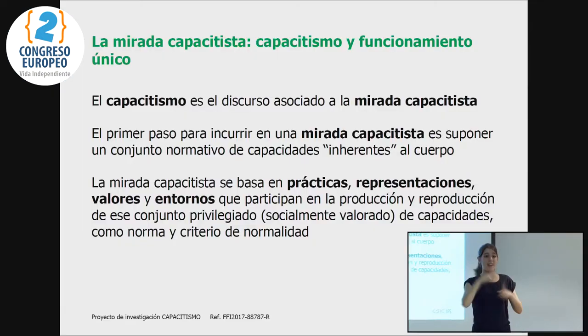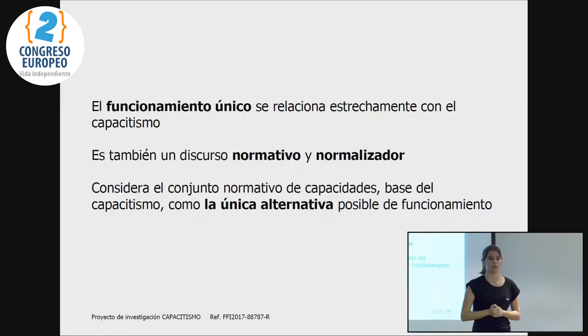And here when we speak about capacities, we look at the body through this social construction of a group of capacities or skills. The skills that each body should have, if we look at the body through this glance, we are speaking about skills. Our first step is to consider a group of capacities or skills that are inherent to the body. They don't come from the environment, but they come from the body itself. And this is a discourse based on representations, practices, values, and environments that participate in the production and reproduction of this privileged body of skills or capacities as something that is normal.